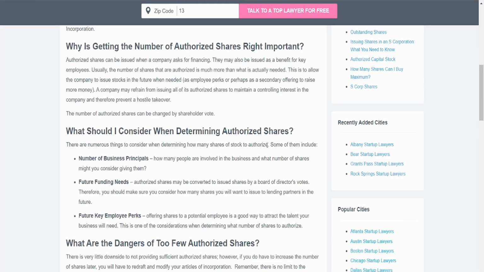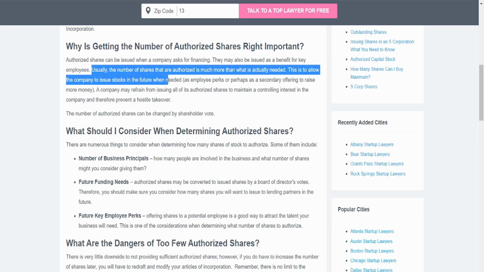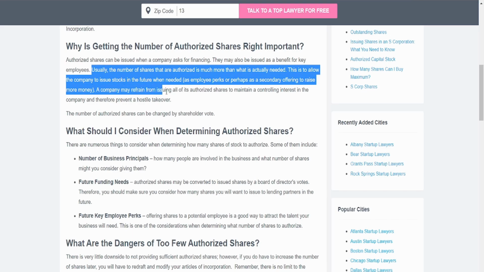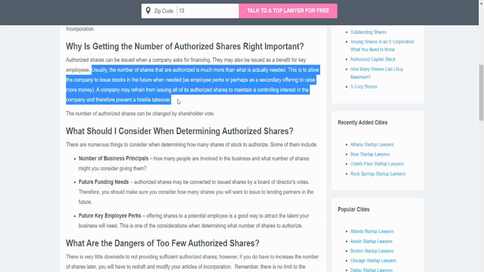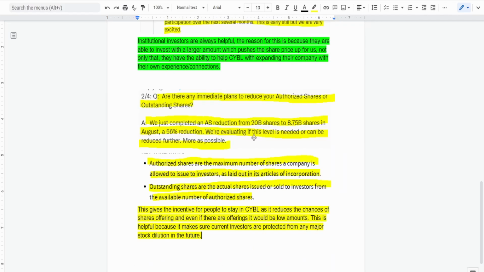So let's look at this. Usually the number of shares that are authorized is much more than what is actually needed. This is to allow the company to issue stocks in the future when needed, as employee perks or perhaps as a secondary offering to raise more money. A company may refrain from issuing all of its authorized shares to maintain a controlling interest in the company and therefore prevent hostile takeovers. So there are obviously benefits in reducing authorized shares and even outstanding shares. Again, this is actually good for CYBL, and this is something we obviously want to see for CYBL.